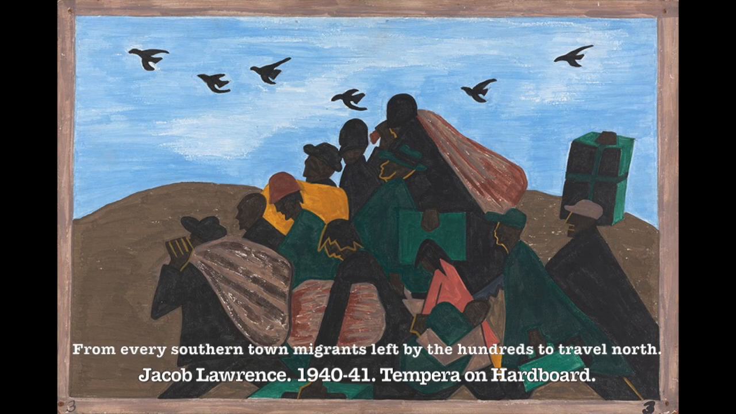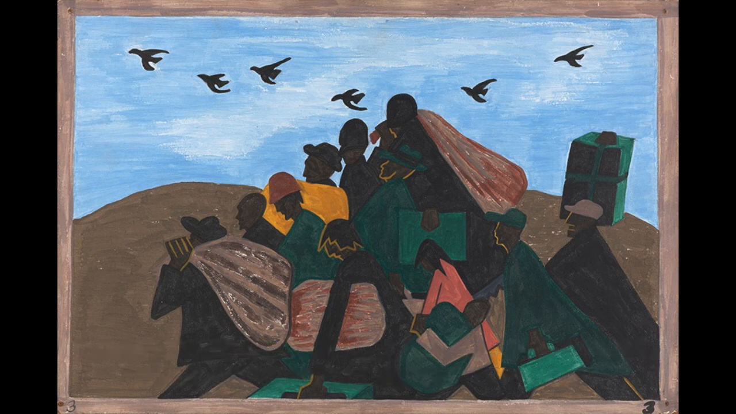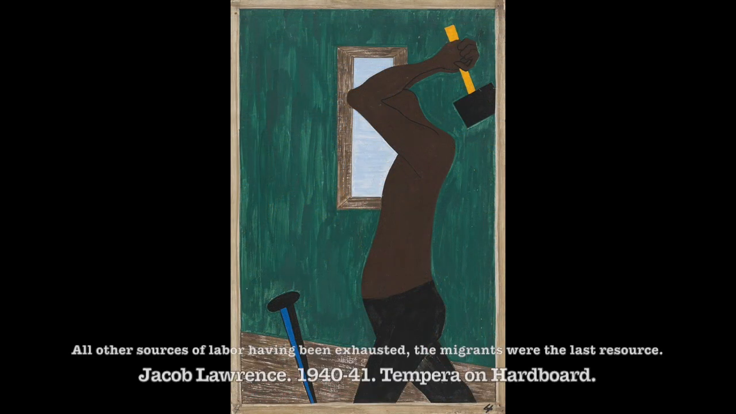From every southern town, migrants left by the hundreds to travel north. In this panel, clearly, Mr. Lawrence is using the parallel between the migrating birds and these migrating individuals toward the north. All other sources having been exhausted, the migrants were the last resource.